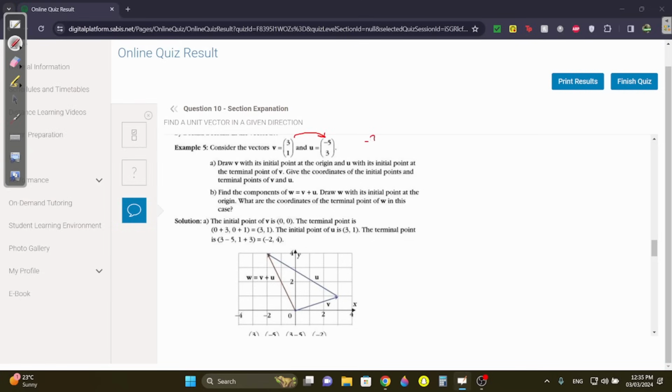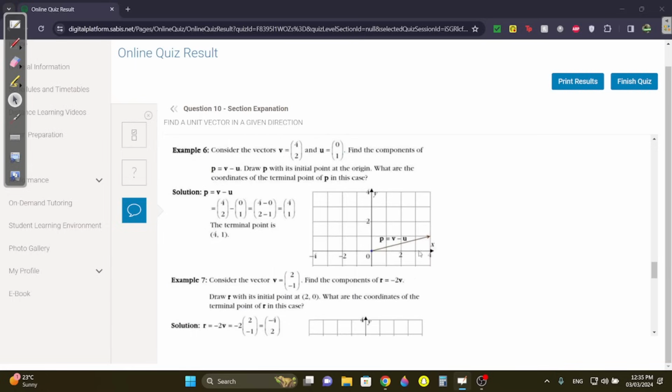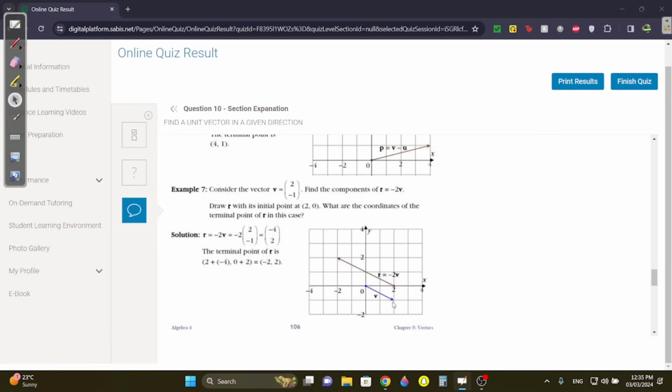Another way, up here with adding v plus u, you could have just done 3 plus minus 5, which is minus 2, and 1 plus 3 is 4. And then they said draw it with its initial point at the origin. So you go 2 to the left and 4 up. So 1, 2, 1, 2, 3, 4. And you get the same answer, w. Okay? Please make sure to draw arrows. Please, you lose marks, and it's a shame if you lose marks for it.